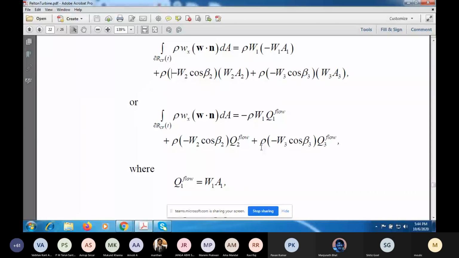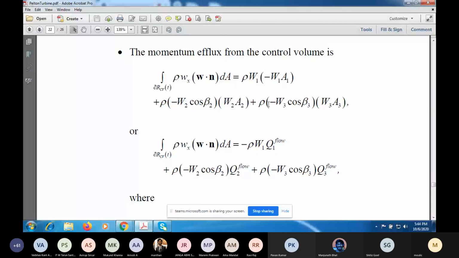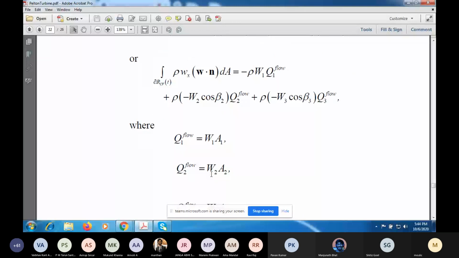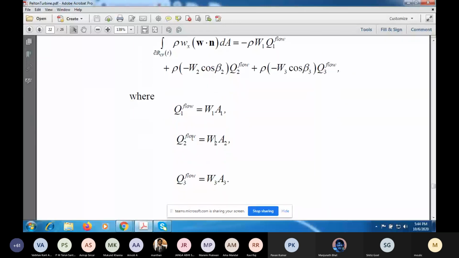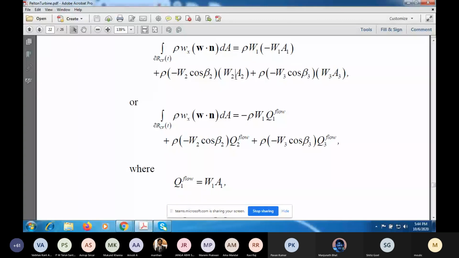Now, if I say W1A1 is the relative volume flow rate to section 1, Q, the volume flow rate, for this moving control volume. I've written Q with a superscript flow because elsewhere I've used Q for the energy transfer as heat. So you'll recognize that this first quantity is minus Q1 flow. And similarly, W2A2 I call Q2 and W3A3 I call Q3 with a superscript flow. Instead of writing W2A2, for convenience I've introduced this notation.